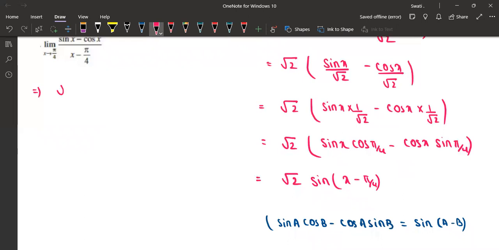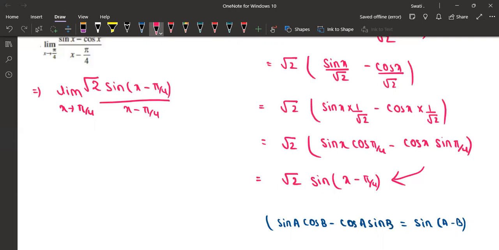Now I can write down this question. Limit x tends to pi by 4 as it is. Sin x minus cos x. I can, of course, write down at the place of sin x minus cos x this term because we have simplified it. So root 2 times sine x minus pi by 4 upon x minus pi by 4 as it is. Now this root 2 I can write down outside and I can write this as limit x tends to pi by 4, and this is sine x minus pi by 4 upon x minus pi by 4, right?